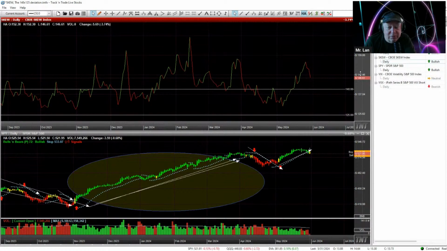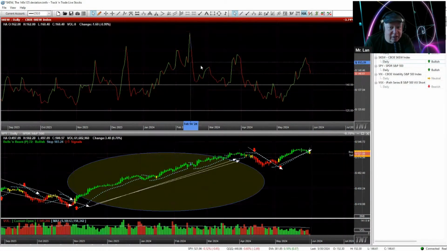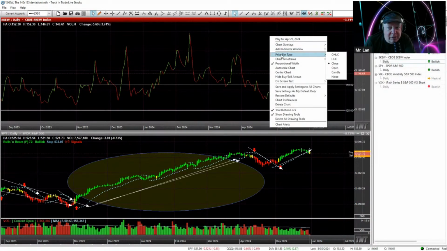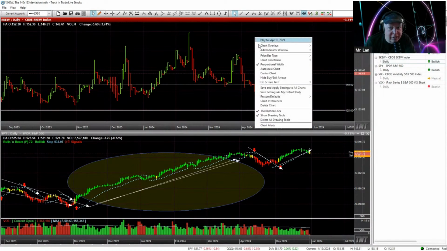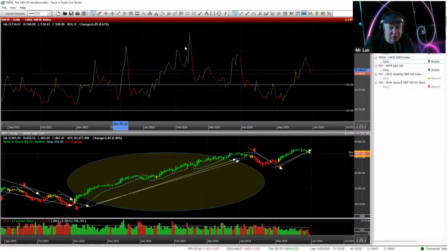This is the SKEW. Now, the SKEW I've got set here as a single line. You could come in here and go price bars. You go open, high, low, close, but there's no reason to have open, high, low, close. I like to just come in here and price bar type. I like it to just be close only. Just gives you a line, because that's what we're really looking at this as a line.